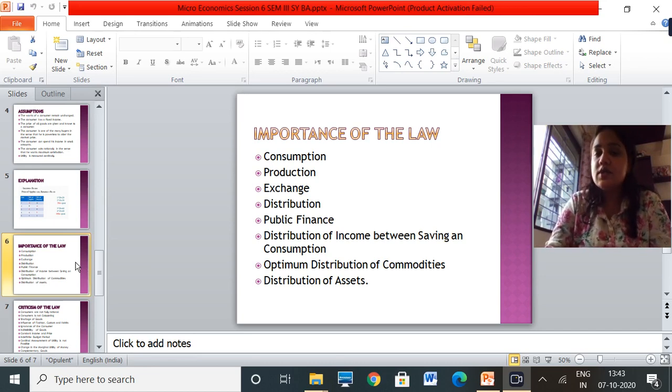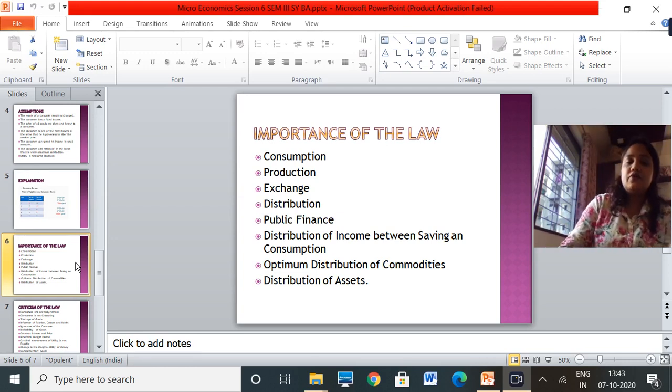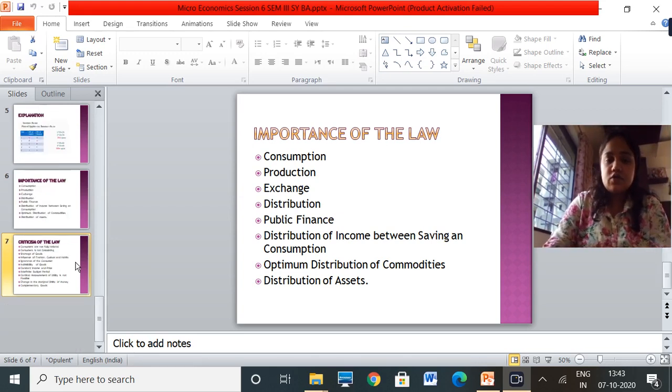So this law is important from the consumption perspective, production, exchange, distribution, public finance, income, distribution of income between savings and consumption, optimum distribution of commodities, and distribution of assets. These are the importance of the law.